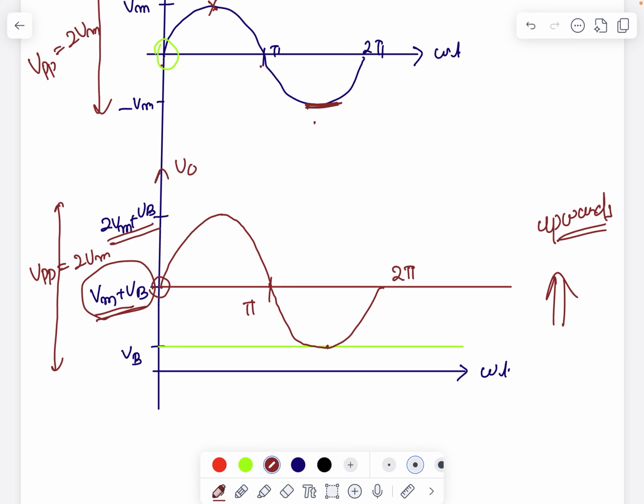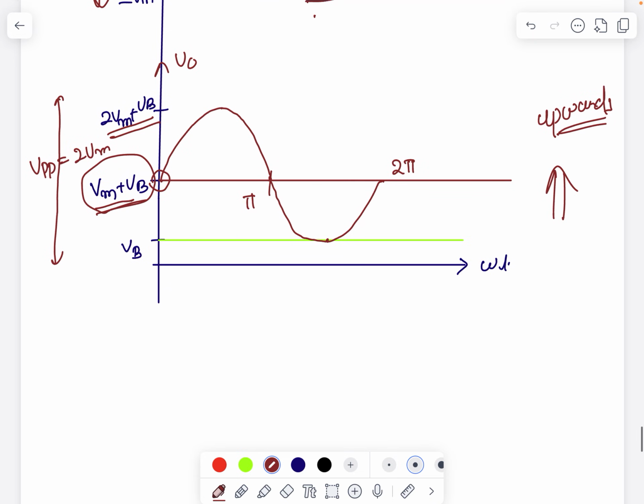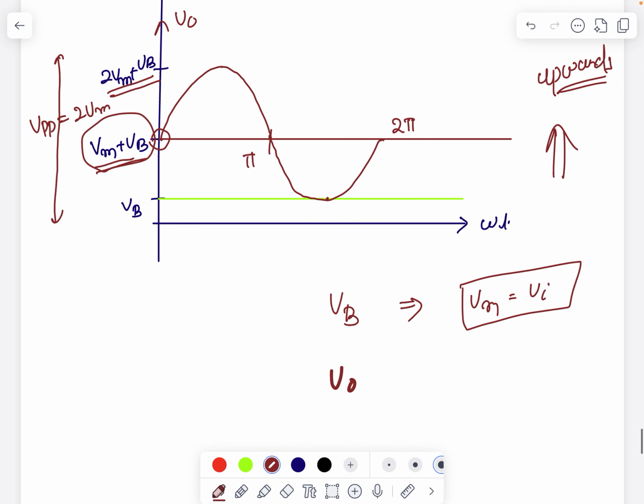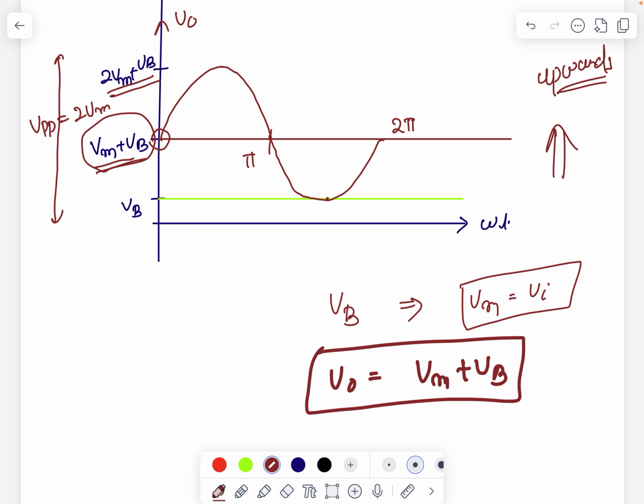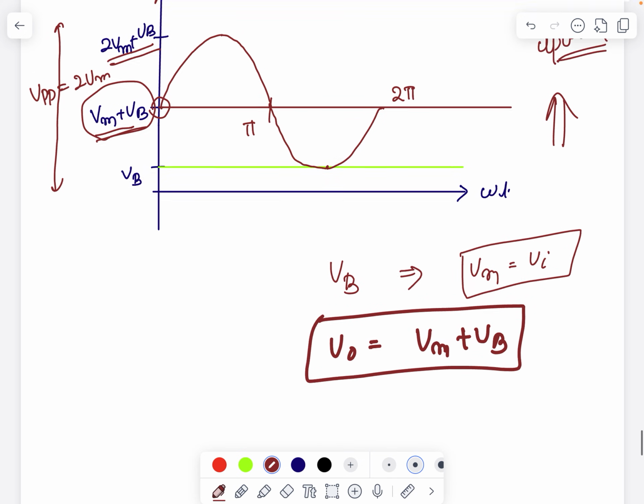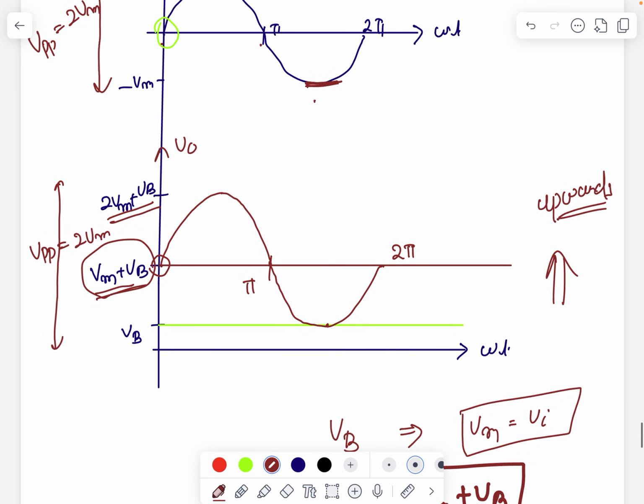So if the bias voltage is Vb, and the maximum voltage is Vm for the input, then our output waveform always starts from the Vm plus Vb. Okay, so this is all about your positive clamper with positive bias. Similarly, you can solve positive clamper with negative bias, or negative clamper with positive bias.